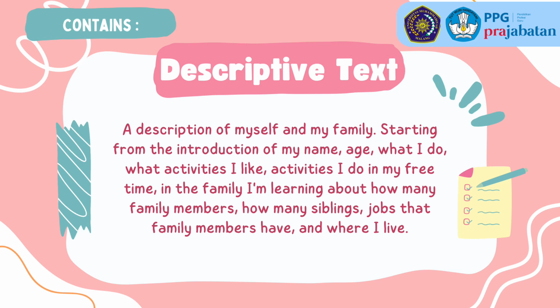The first is descriptive text, a description of myself and my family, starting from the introduction of my name, age, what I do, what activities I like, and activities I do in my free time. In the family, I'm learning about how many family members, how many siblings, jobs that family members have, and where I live.